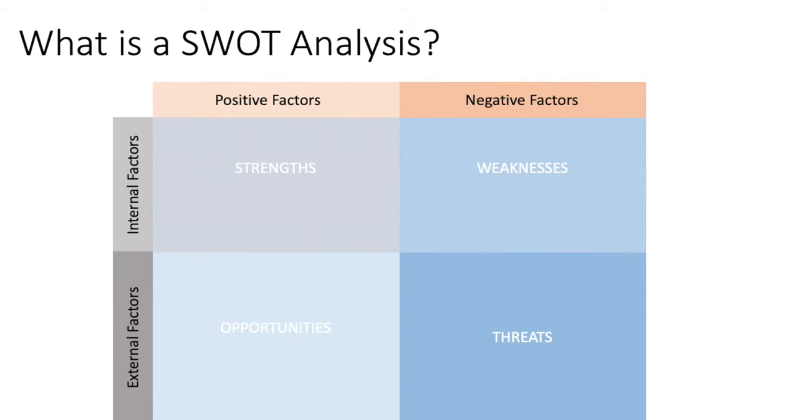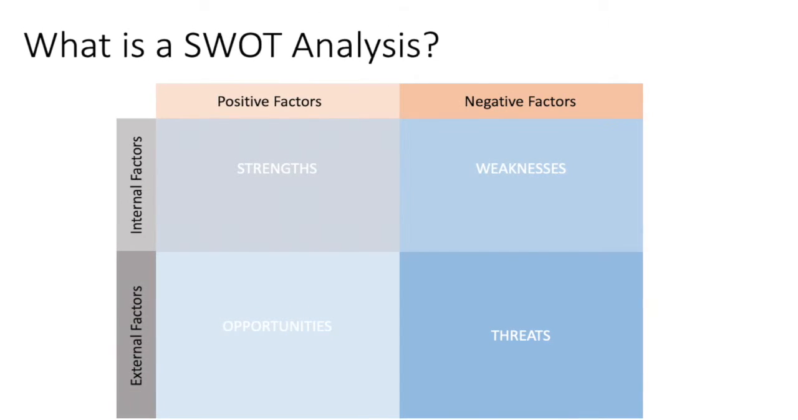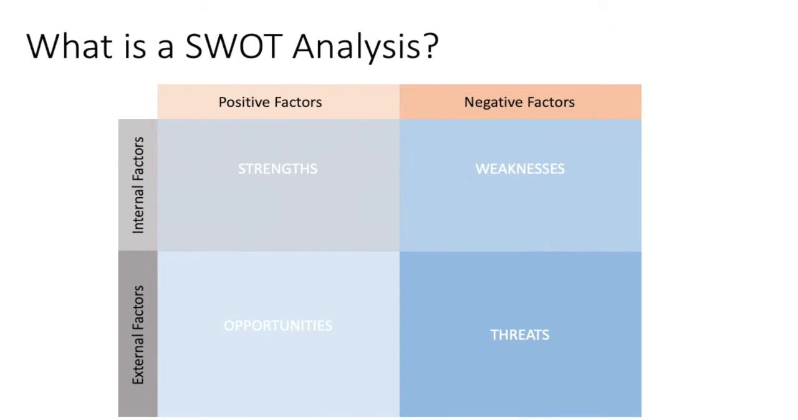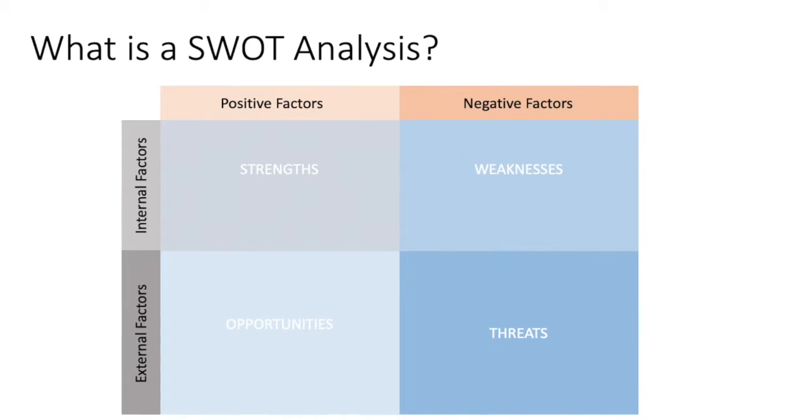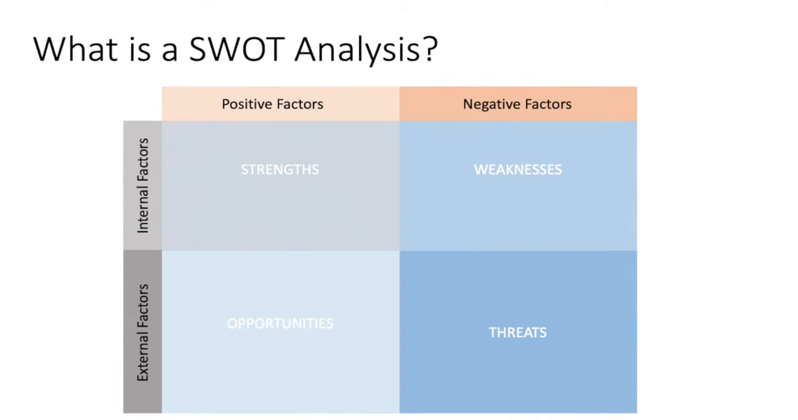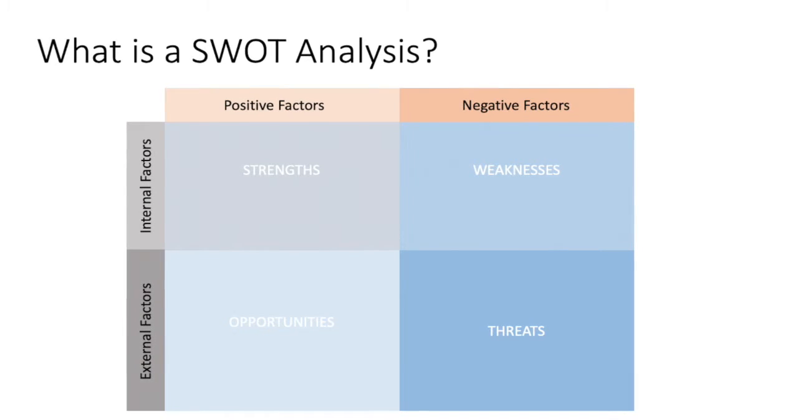So for strengths, that's something like, what are your strengths? What do you do better than others? What are your unique capabilities and resources that you possess? For weaknesses, this is something like, what does your competition do better than you? What can you improve? What do others perceive as your weaknesses?